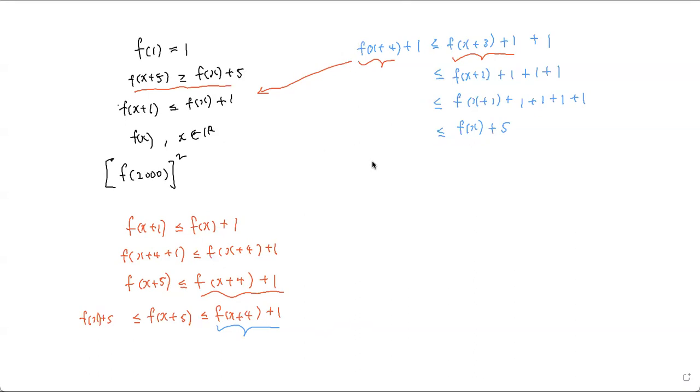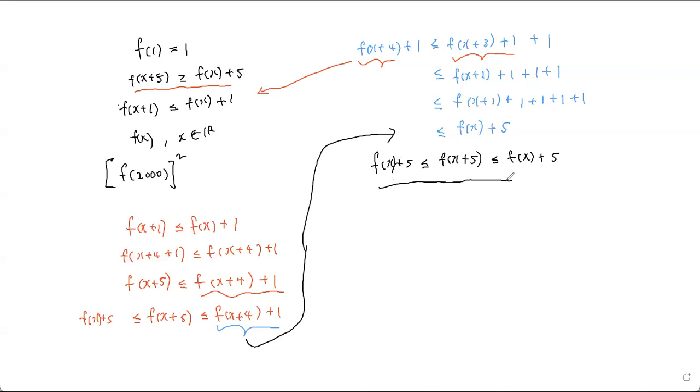So this becomes f(x) + 5 ≤ f(x + 5) ≤ f(x) + 5, because this is less than or equal to this. That's why I have this inequality now. This is important because it tells us something: it tells us that f(x + 5) is in fact f(x) + 5.